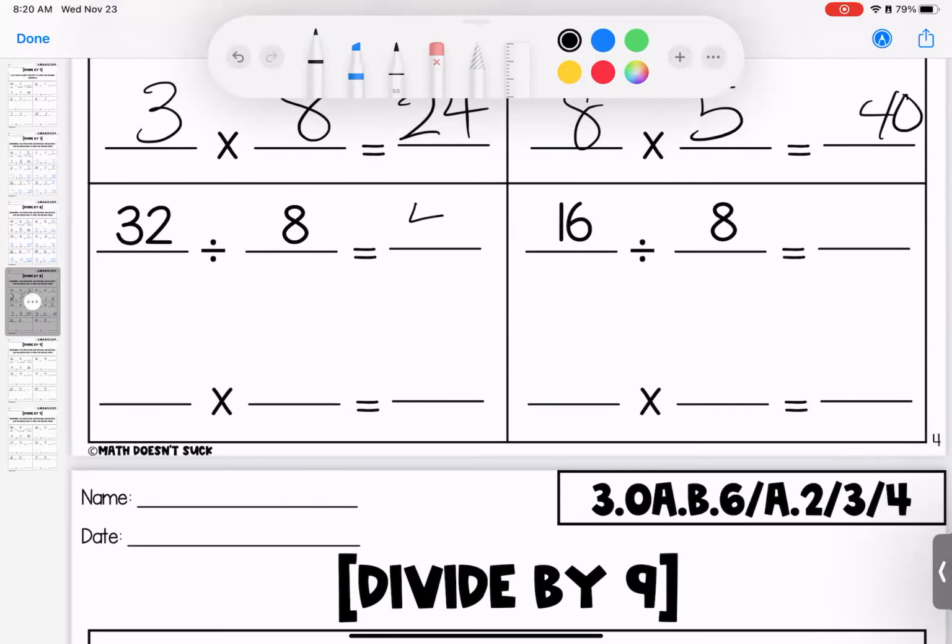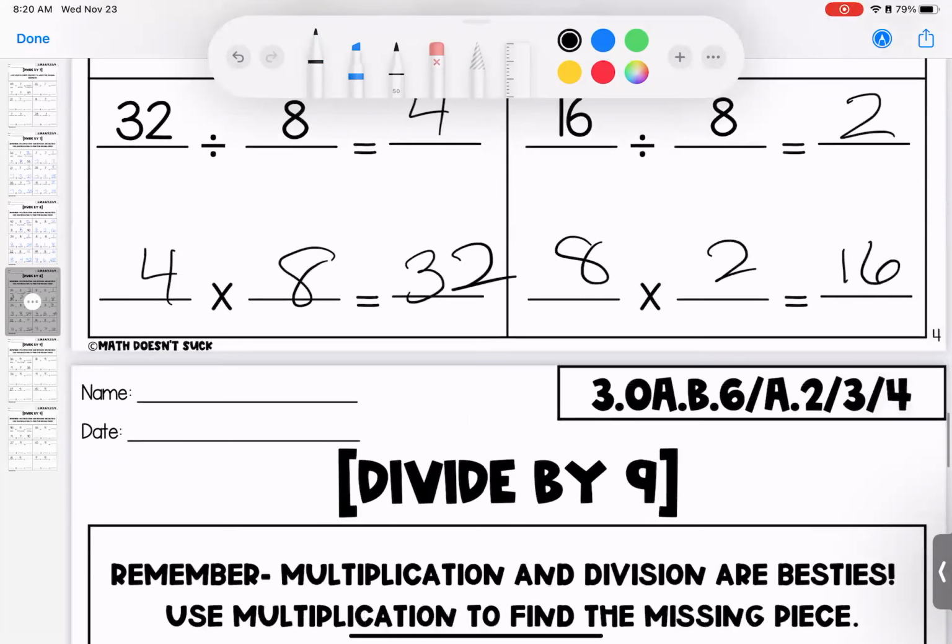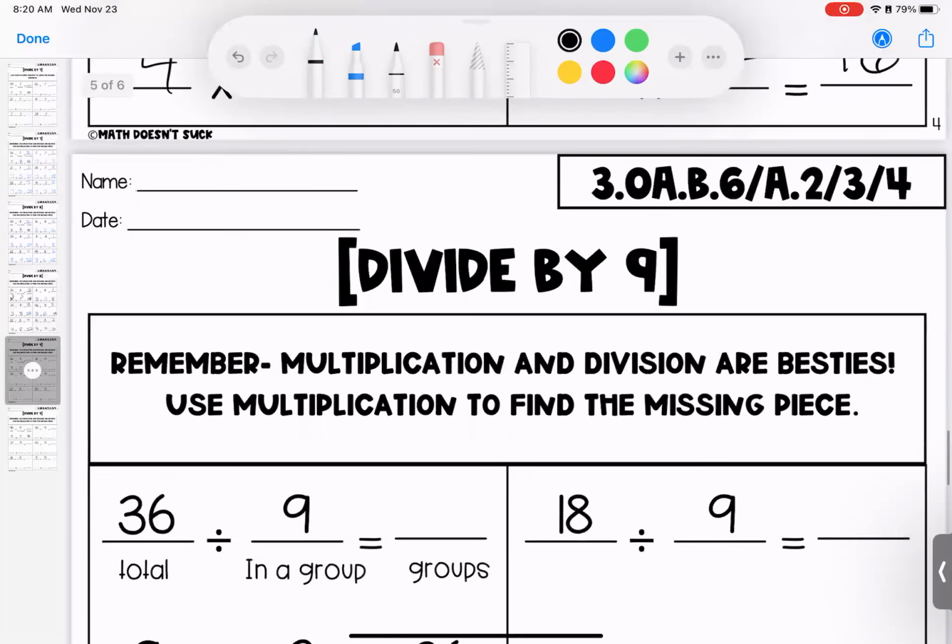32 divided by 8 is 4 because 4 times 8 is 32. 8 times 2 is 16, so 16 divided by 8 is 2. All right, Sweet Faces, on to our 9s and feeling fine.